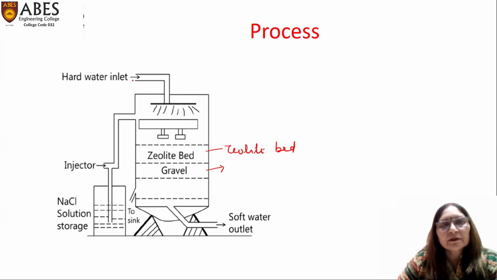Hard water is passed through this inlet and comes in contact with the zeolite bed, and the zeolite bed retains the calcium or magnesium ions present in hard water as calcium zeolite and magnesium zeolite. Slowing down the speed of water is the main role of the gravel. And the outgoing water contains sodium. After some time, the zeolite bed is completely converted into calcium or magnesium zeolite and gets exhausted.